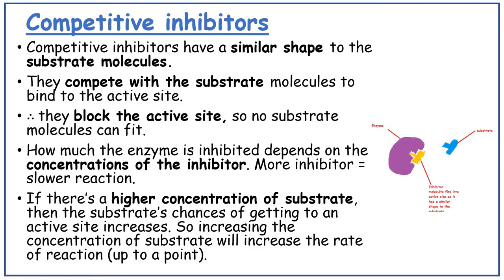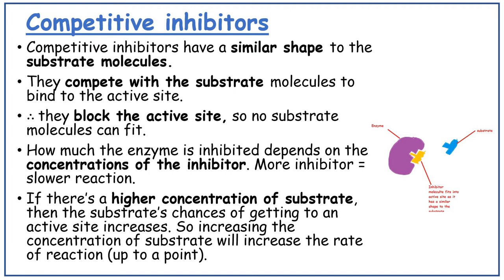So competitive inhibitors have a similar shape to the substrate molecule, and this means that they compete with the substrate molecules to bind to the active site. So therefore they block the active site so no substrate can actually fit. How much the enzyme is inhibited depends on the concentration of the inhibitor. The more inhibitor, the slower the rate of enzyme-controlled reaction.